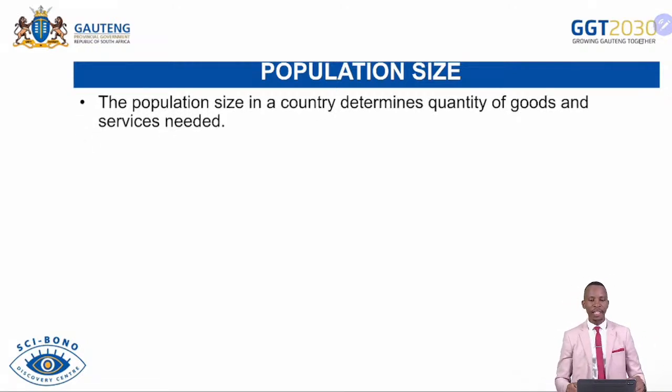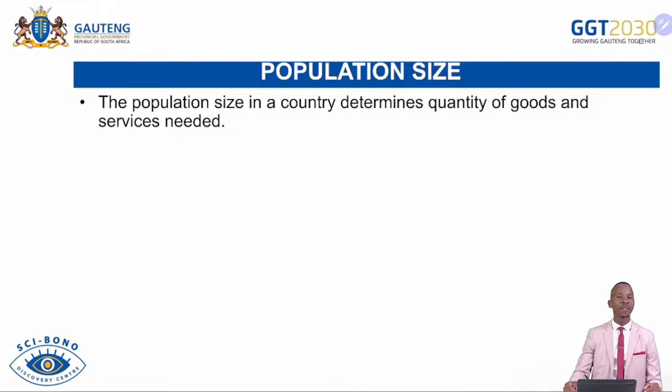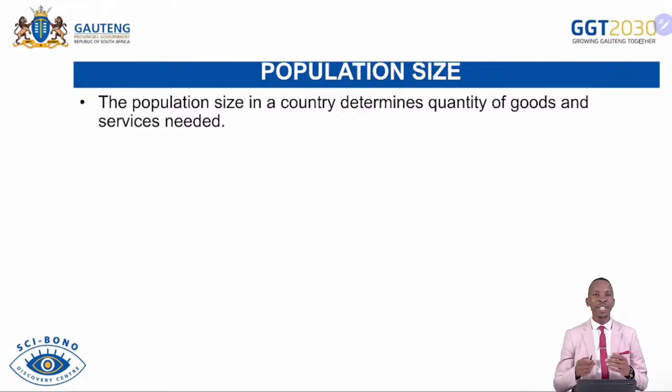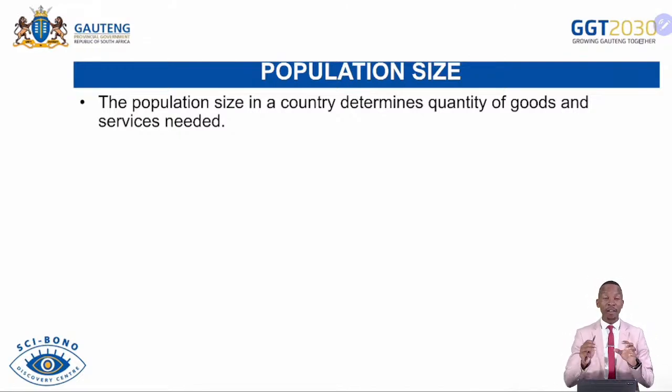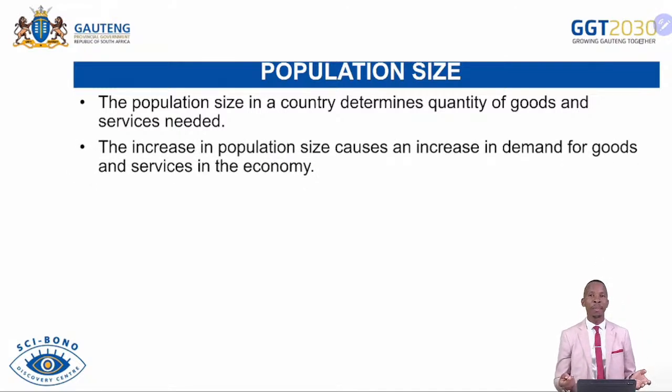So the population size in a country determines the quantity of goods and services needed. Yes, if ever the population size increases, that will inform the market how much of goods are demanded. It might happen that the market has less productive capacity. Therefore, people will be in need of goods and services. What should be done? Goods should be imported. So they will demand goods that are produced abroad, not locally.